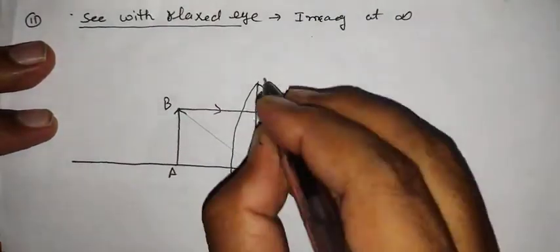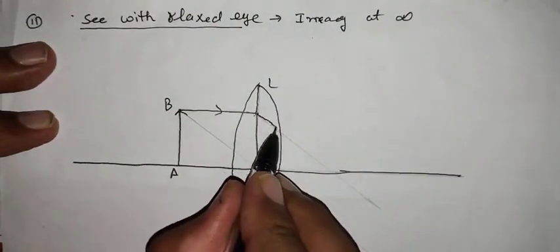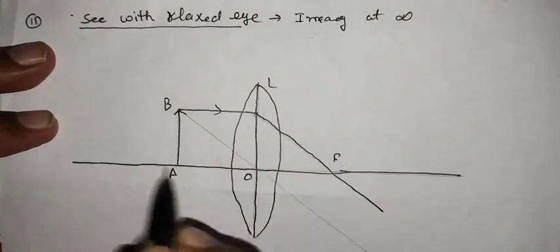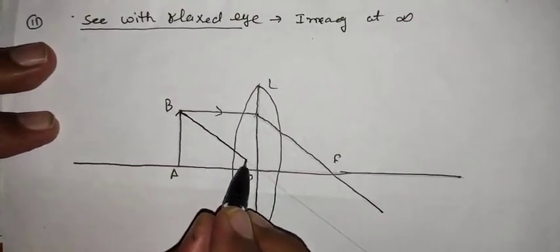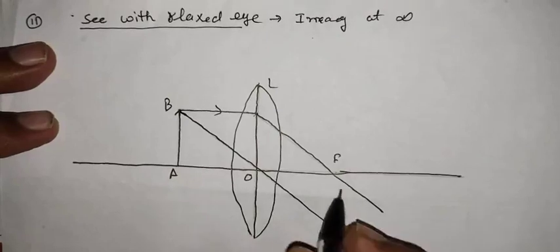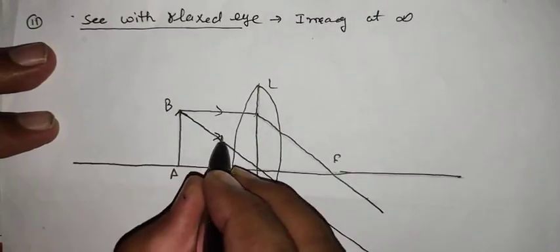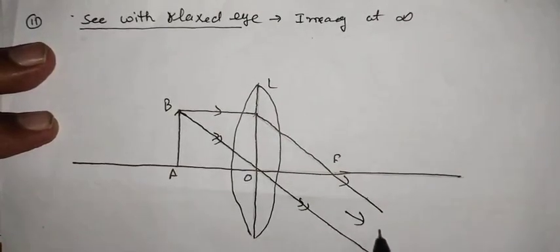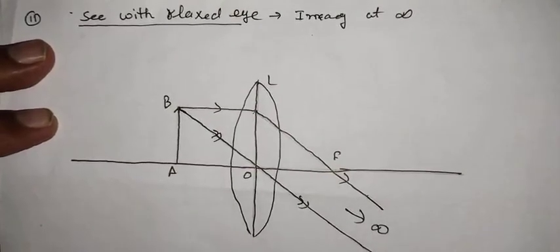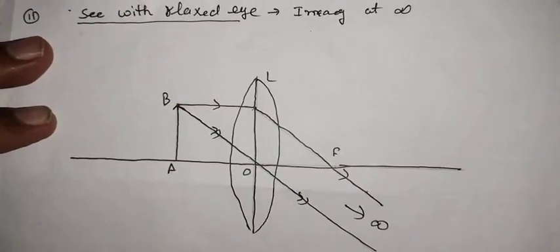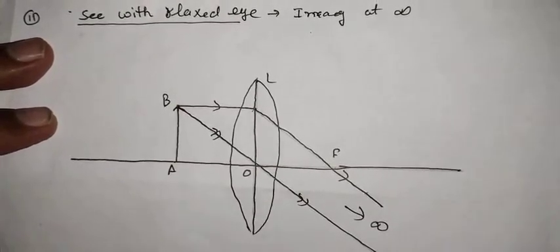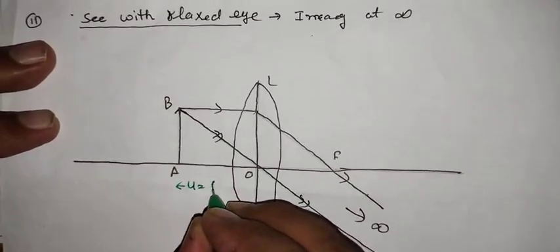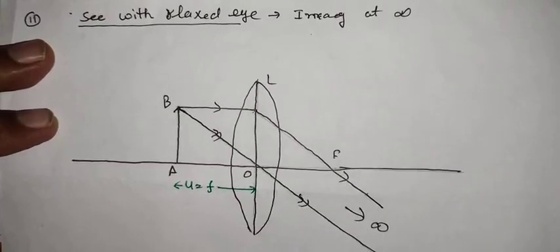Let this be the position of the convex lens L. The first ray of light always passes through the focus, another passes through the optical center. Both rays become parallel, so parallel rays will meet at infinity. So the final image will be formed at infinity. In that condition, see carefully in the diagram, u will be the focal length of the lens.